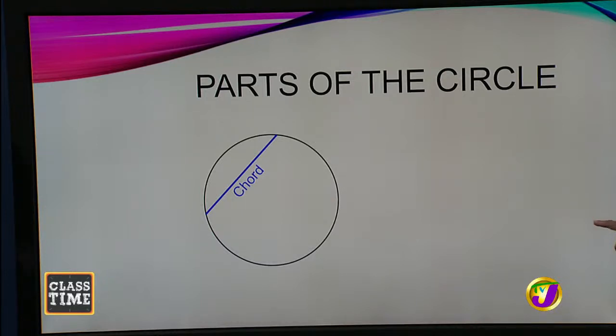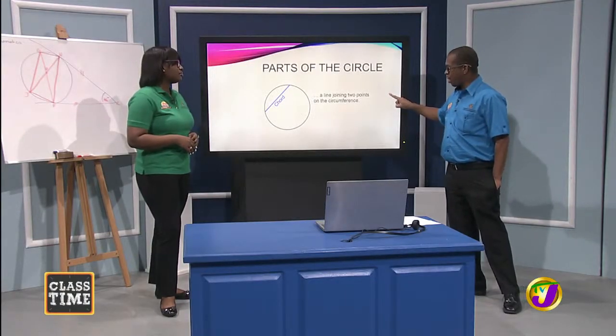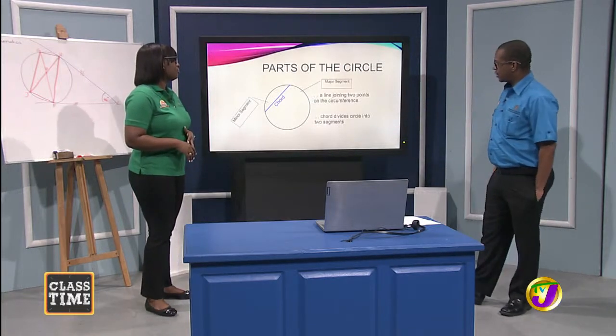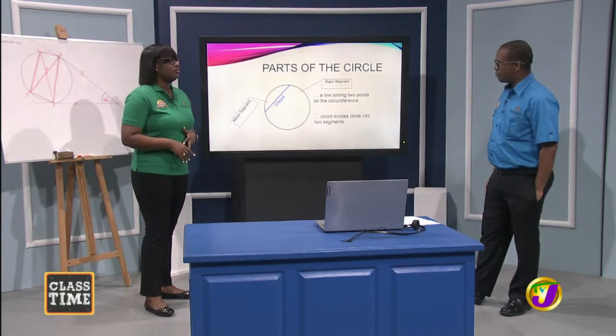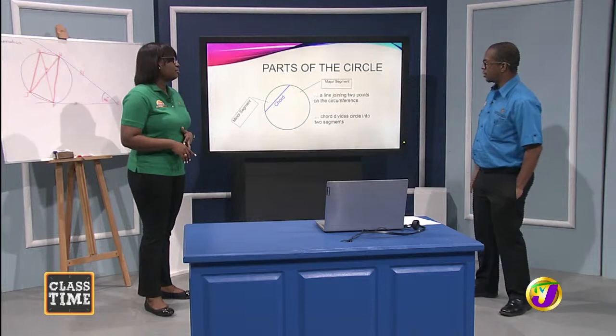Is the chord a special type of diameter? The diameter, if I can recall, is the longest chord. It's a line joining 2 points on the circumference. And it splits the circle into 2 segments, a minor segment, which is a smaller portion, and the major segment, which is a larger portion.